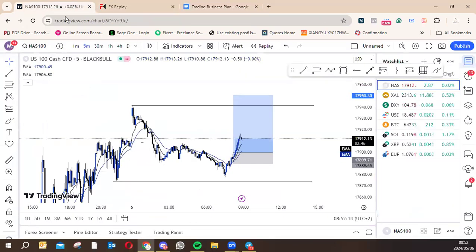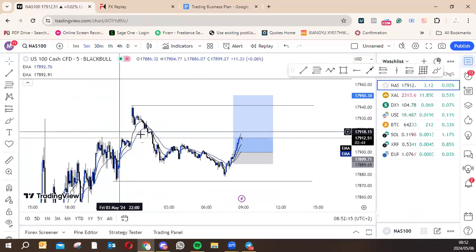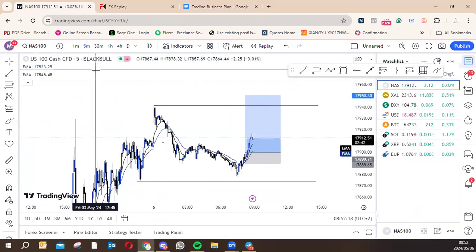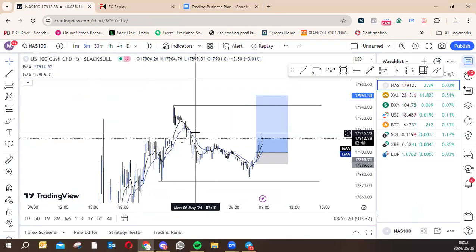So let's go over the strat. I'm going to go over the strat and the entry I got this morning, so it'll basically cover everything, okay?